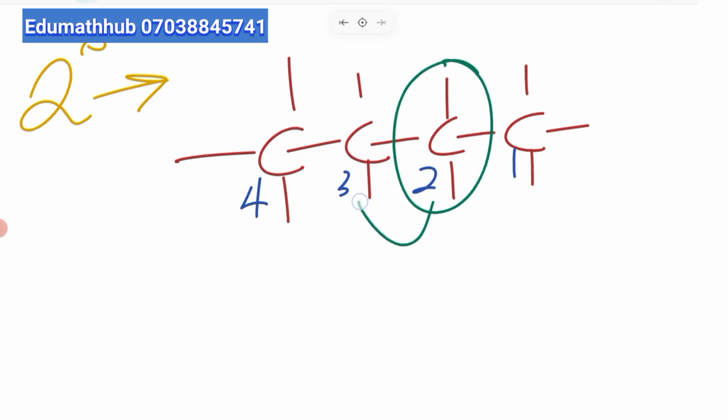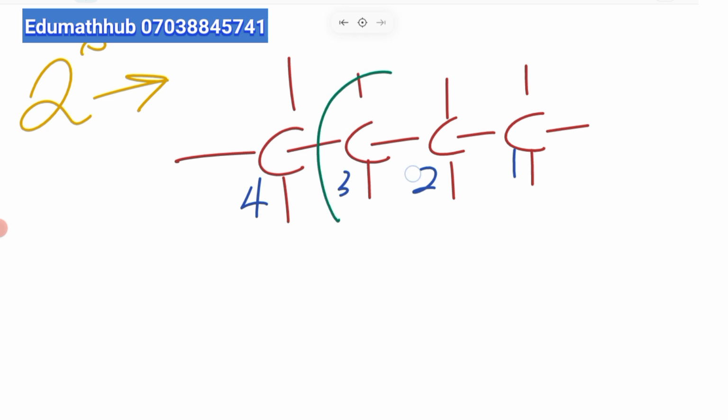Because it is linked to this carbon 3 and it's also linked to carbon 1. So carbon 2 is a secondary carbon. Another one here is carbon 3. Carbon 3 is also a secondary carbon because it is linked to carbon 4 and it's also linked to carbon 2. So that's all you need to know about the secondary carbon or 2nd degree carbon.